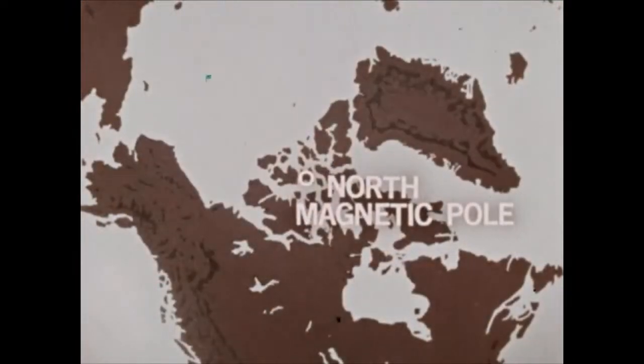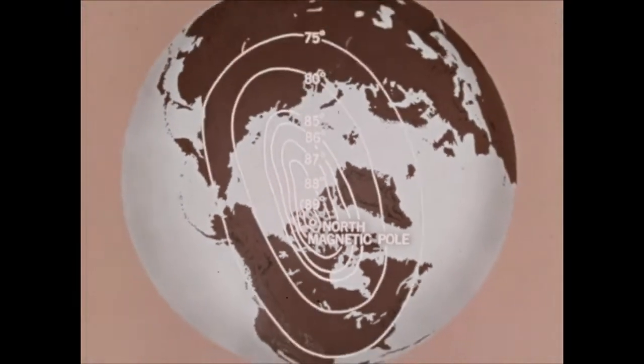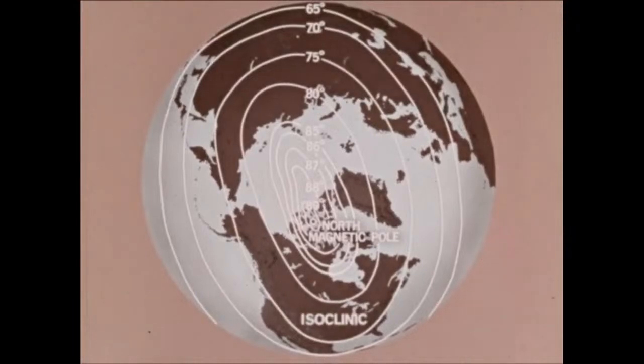We can connect points of equal inclination to form lines of equal inclination. 89 degrees, 88 degrees, and so on. The lines that connect the points are called isoclinic lines, and this is also how isoclinic maps are made.